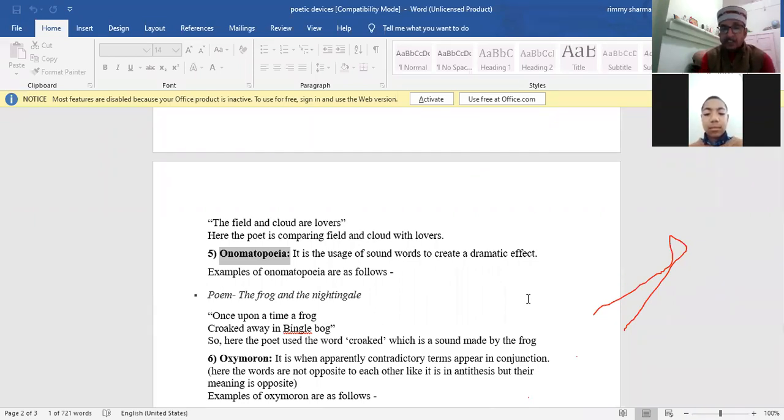Fine. So such a sound which is used to explain or express a sound is called onomatopoeia in a poem. Like, once upon a time, a frog croaked away in Bingle Bog. Croaked is the sound it is making. Croaked away is the sound it is making. So that sort of a word which is expressing a sound or explaining a sound is called onomatopoeia. Check out the spellings of onomatopoeia.